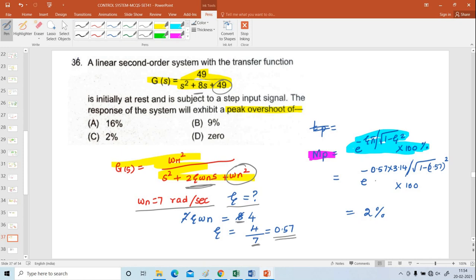Next I have to substitute the value here, minus 0.57 into 3.14, the whole divided by square root of 1 minus 0.57 square, into 100. If you multiply using the calculator, I'll get the answer 2%. So option C is the correct answer.